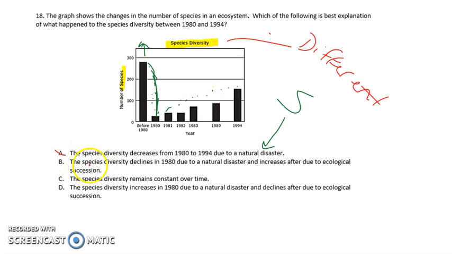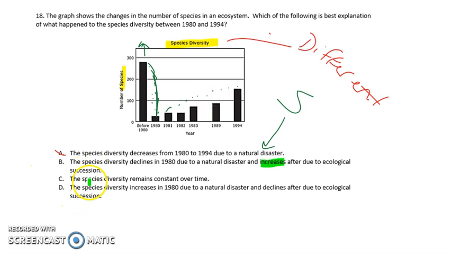Now let's look at B. The species diversity declines in 1980 due to a natural disaster and increases after due to an ecological succession. Well, guys, it did decrease, and here it's telling us that it increases. And I want to say, yeah, it did creep up, right? So B looks pretty good, but let's go ahead and look at all of our answer choices, right?